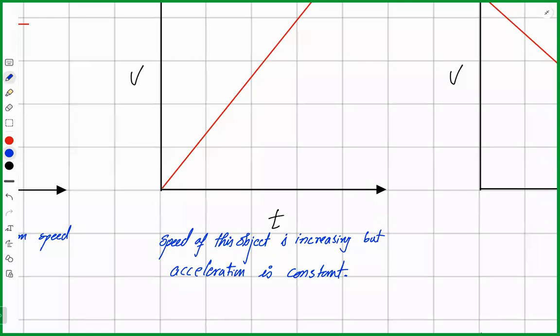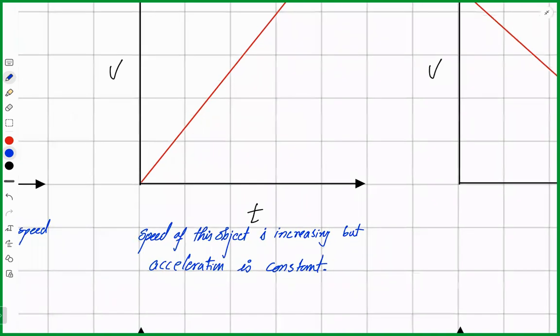The change in speed is the same for the same amount of time. So that means if you see a speed time graph like this, you should have this belief that this object is moving with an increasing speed and uniform acceleration.